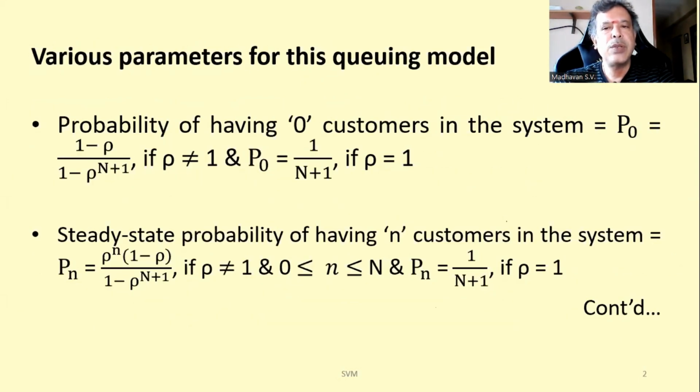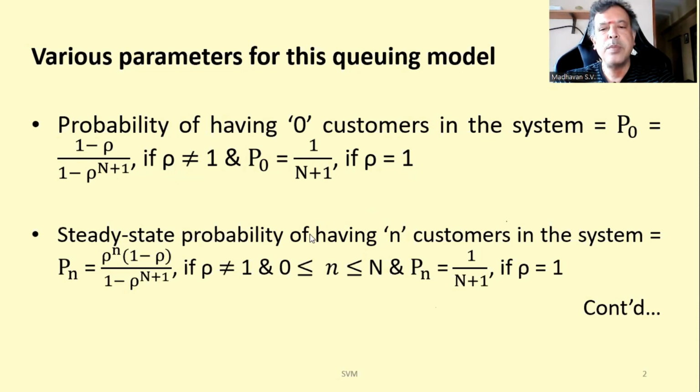For the various parameters of this queuing model, we can find the probability of having 0 customers in the system by using the formula (1 minus rho) divided by (1 minus rho to the power of capital N plus 1), if rho is not equal to 1. And we will use the formula 1 divided by (capital N plus 1) to find the probability of 0 customers in the system if rho is equal to 1.